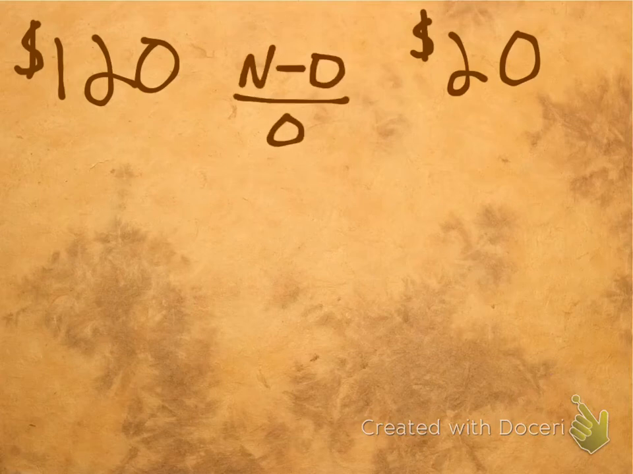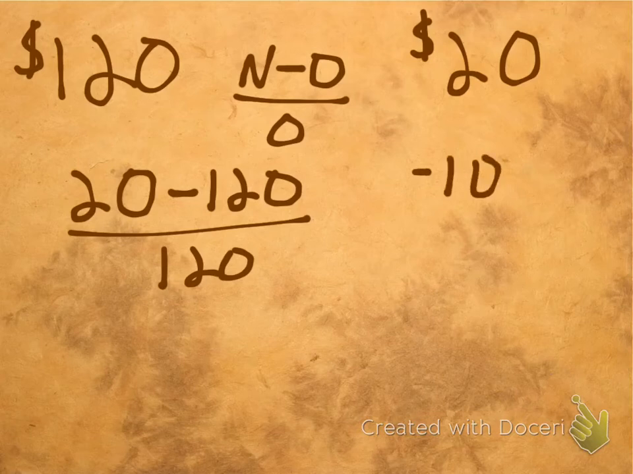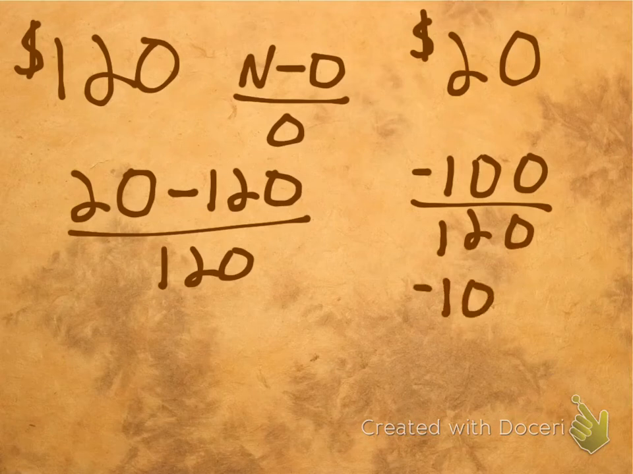Now, some of you already figured this far out. Alright, what is my new? 20. What is my old? 120. Alright, so we just plug these in. Now, we've got a little number minus a large number. Alright, so 20 minus 120. Does anybody know what that's going to be? Negative 100 over 120. Now I can reduce this by 10. That'll be negative 10 over 12, which is negative 5 over 6.